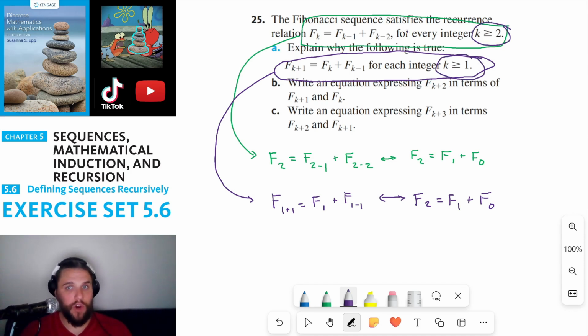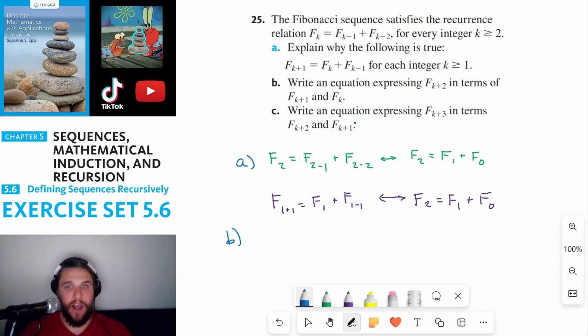So if the green recurrence relation is true for every integer k greater than or equal to 2, then the purple relation must be true for each integer k greater than or equal to 1. And that's because of that shift. So that's part A. Part B says write an equation expressing f sub k plus 2 in terms of f sub k plus 1 and f sub k.